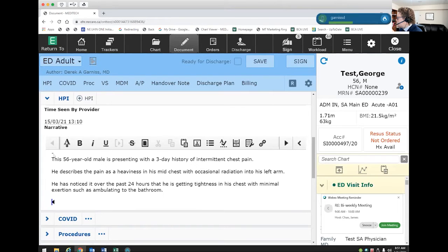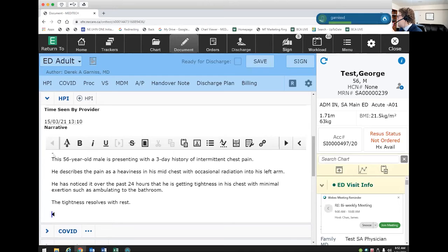The tightness resolves with rest.

His past medical history is significant for that of:
1. Diabetes
2. Hypertension
3. High cholesterol
4. CABG in 2002.